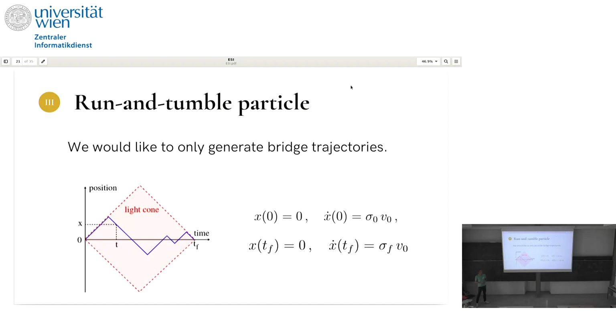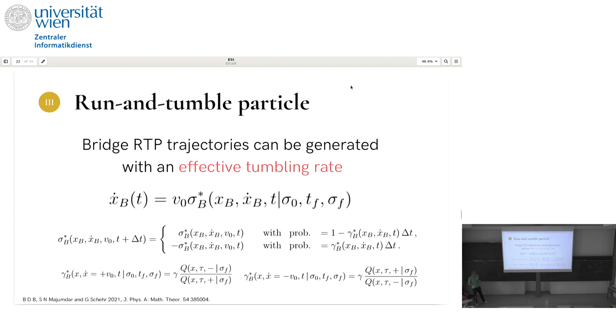Okay. And so let me show what we got. We found that we can find an effective process to generate those sorts of trajectories. We still have some telegraphic noise here, except that the rates have now been modified and they are space-time dependent.